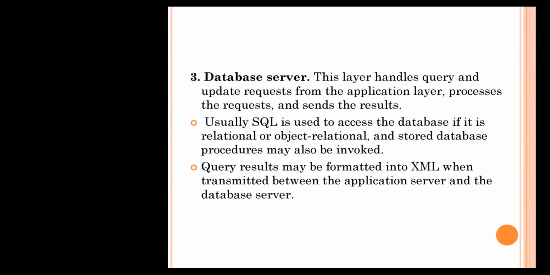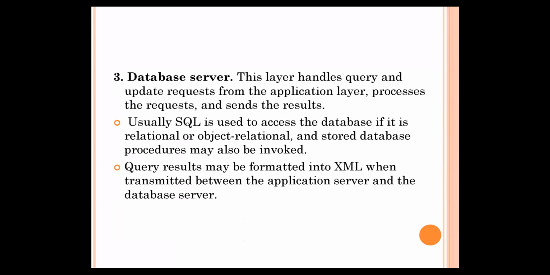And in the database server, this layer handles query and update requests from the application layer, processes the requests and sends the results. So whatever query we are placing, credit or debit, if you are choosing the credit button, the credit query will be enabled. Say, add, that will be enabled, and whatever data we are entering, say I am crediting 5,000, that 5,000 will be accepted as input, and through the query that will be sent to the server to update in the backend table.